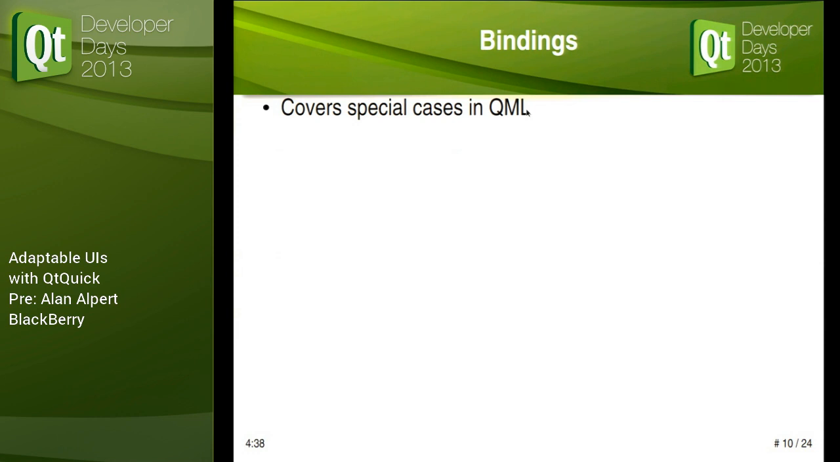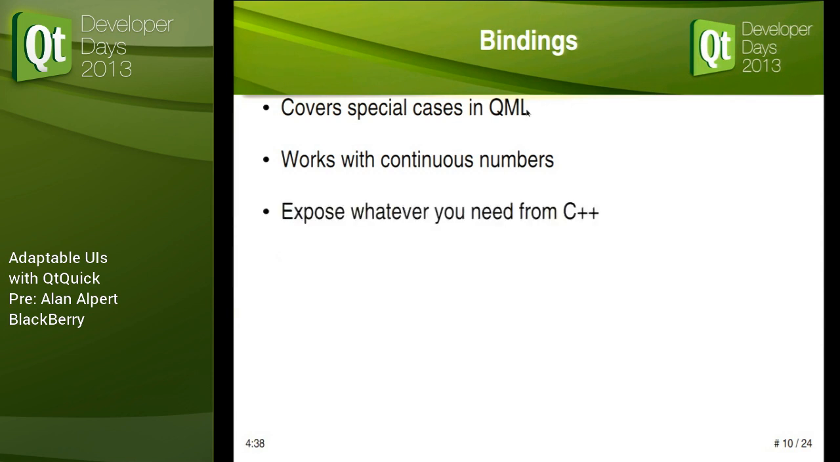So that's how you can use layouts. Bindings are for those other cases. I did say there are some places where layouts aren't so great. You can always fall back to bindings. It covers any special cases. It works with continuous numbers, and you can always expose what you need from C++.